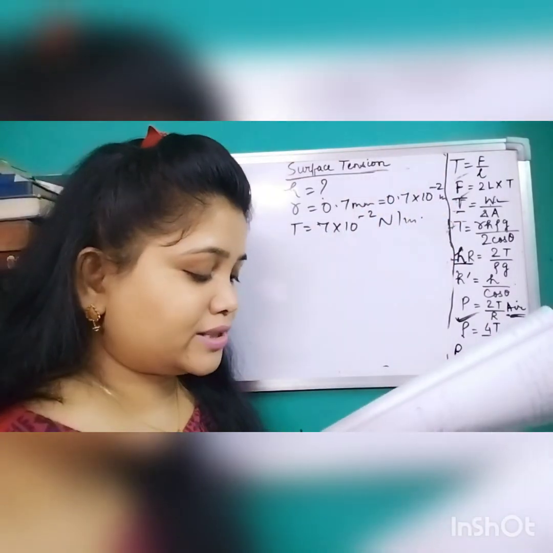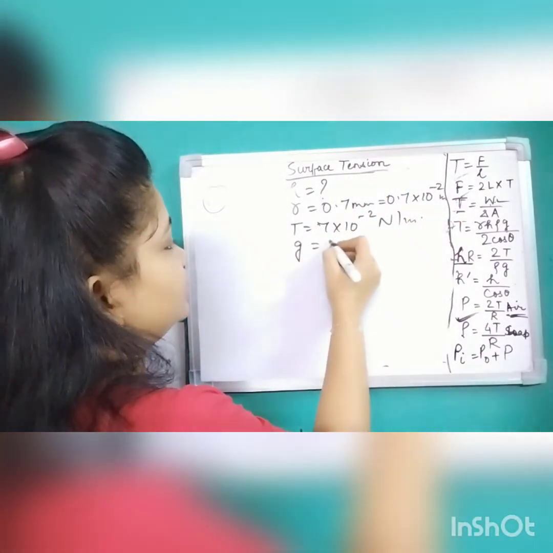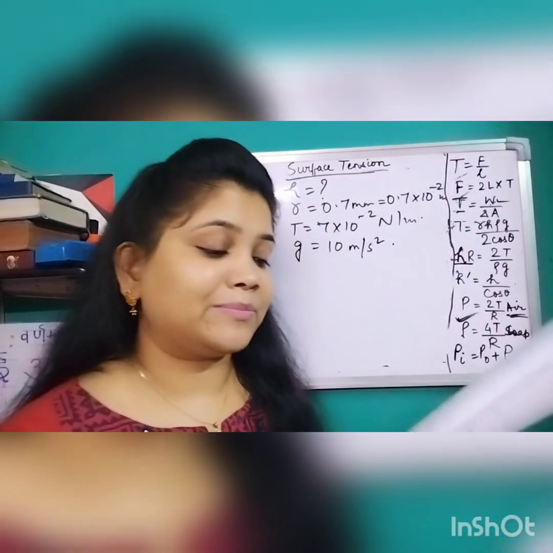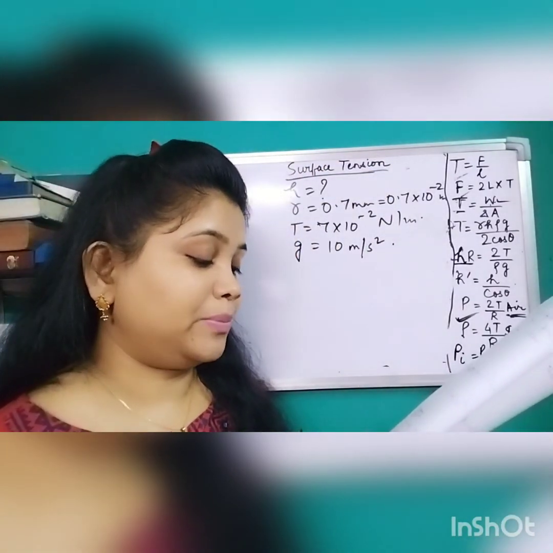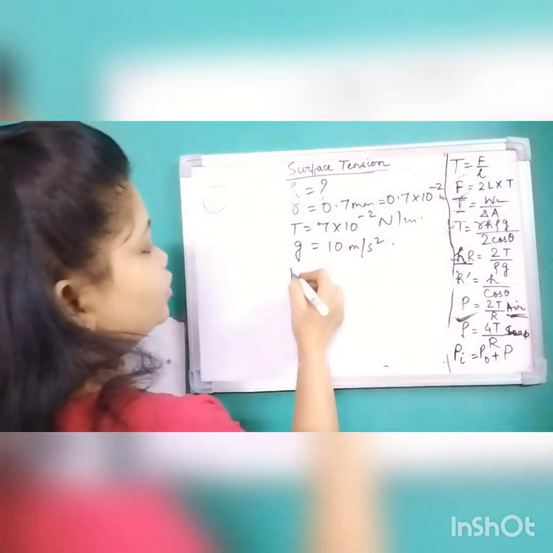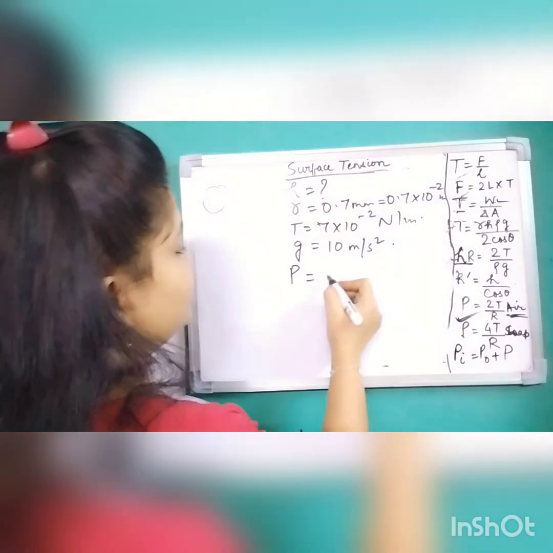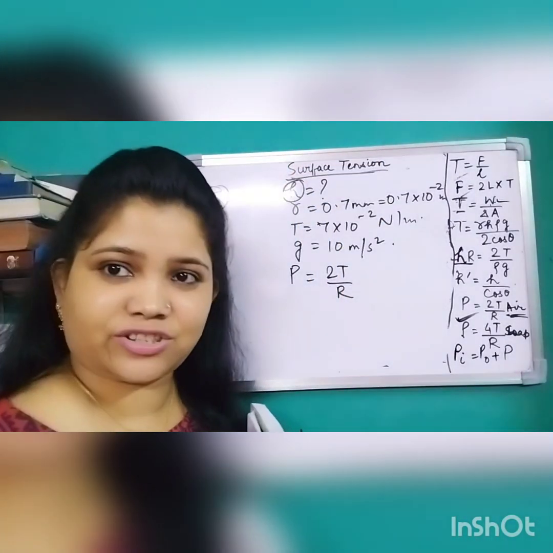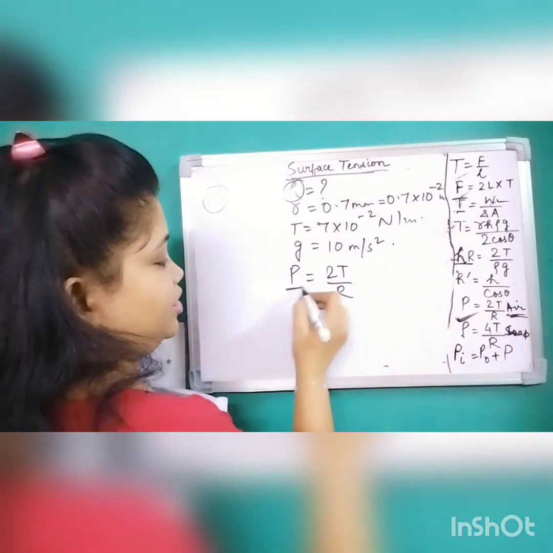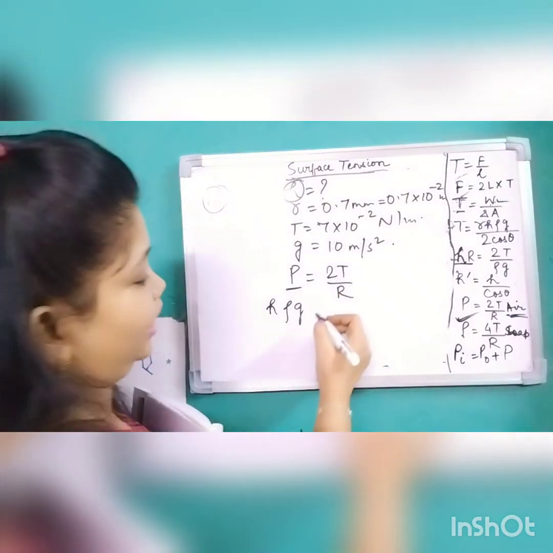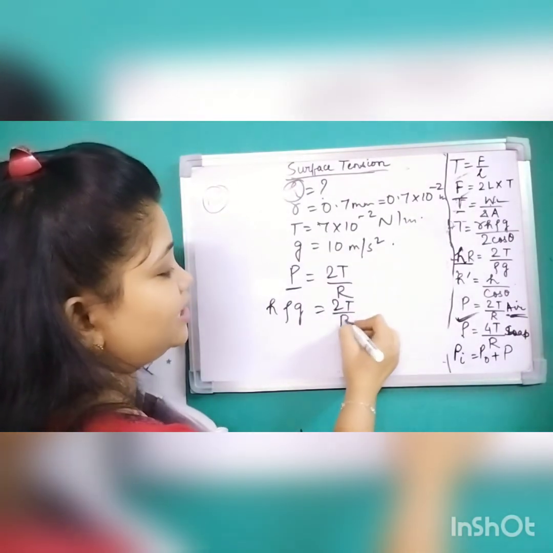What else is given? G is given as 10 meter per second square. So again, find the depth at which an air bubble of this radius will be in equilibrium in water. It's a very easy sum. As it is an air bubble, P is equal to 2T by R. What are you asked to find out? H. Before also I told you pressure is nothing but H rho G. So H rho G is 2T by R.